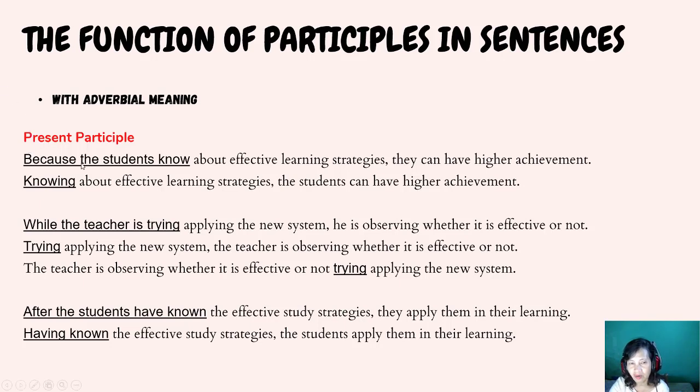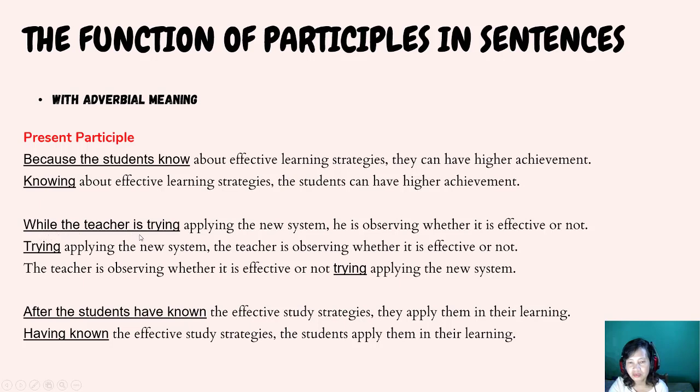So the way is the same as what I told you before in the adjective clause. You just omit the conjunction and the subject, and you put the verb in present participle. So: Knowing about effective learning strategies, the students can have higher achievement. It is better for you to put "the students" here, in order that you can understand that the subject of "knowing" here is the students. And then it is an adverbial clause of time.